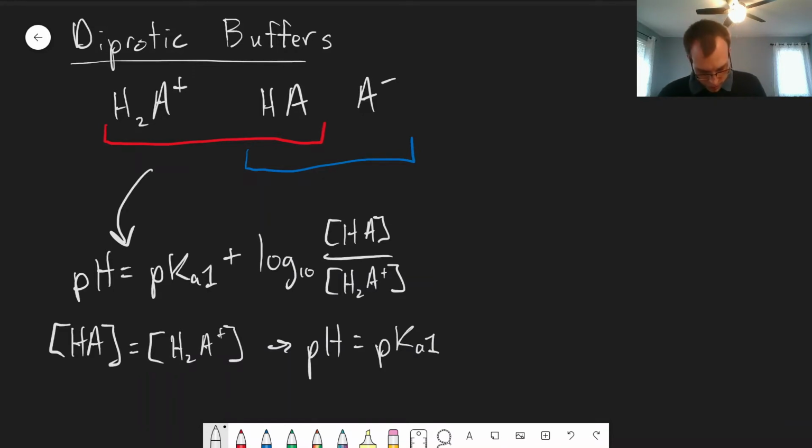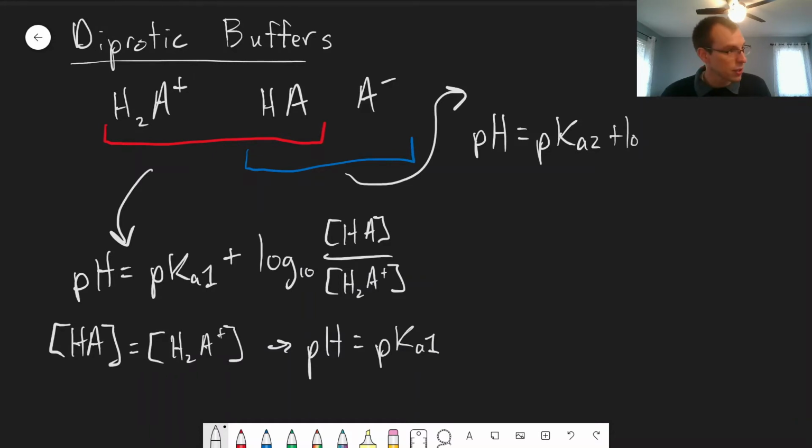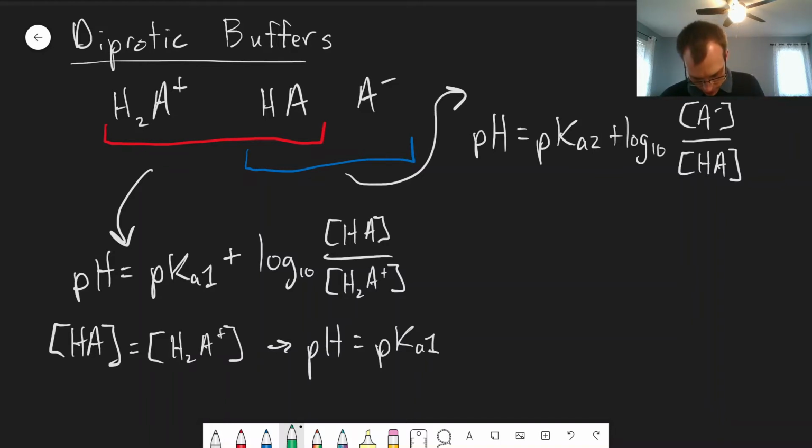Similarly, for this pair, HA and A-, we can write a separate Henderson-Hasselbalch equation. pH equals pKa2 plus log base 10, and here our base again goes on the top, A- over HA. The key here is to keep track of which pKa value goes with which one. In whatever Henderson-Hasselbalch equation we're looking at, the value of pKa is always the value of the acid that's in the denominator of the equation.